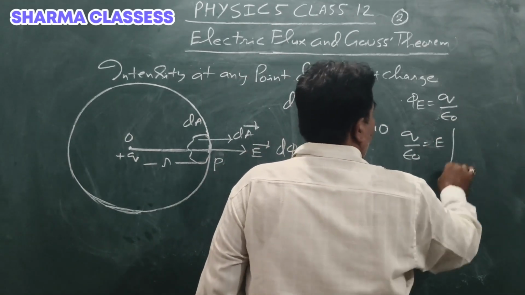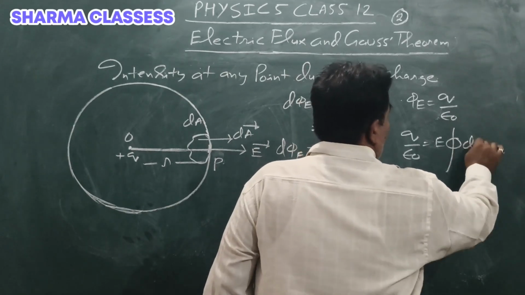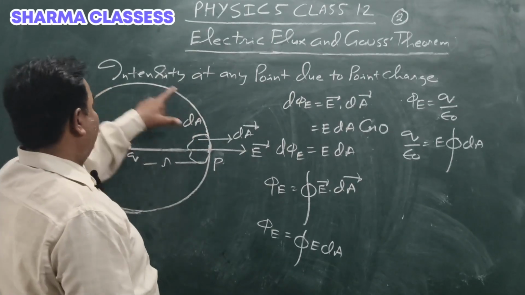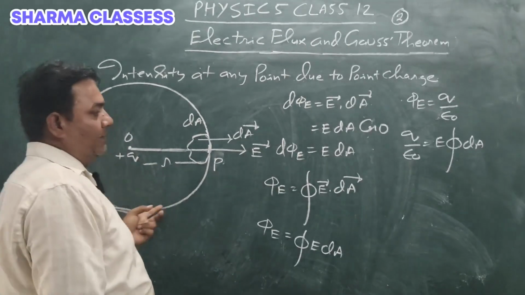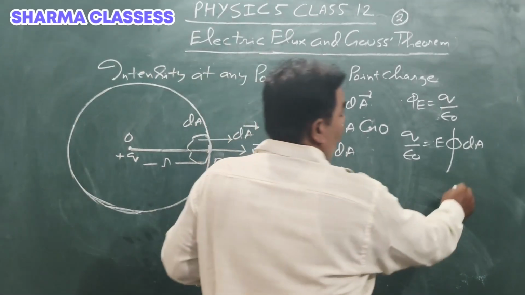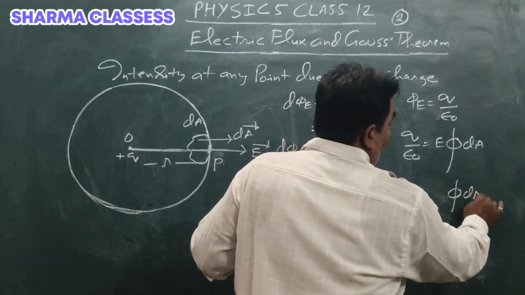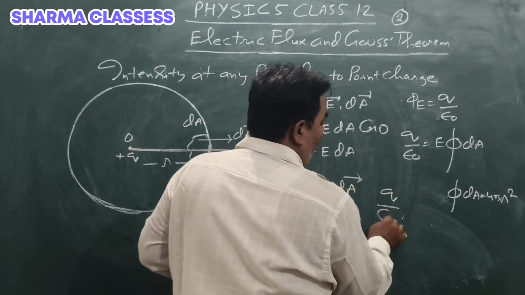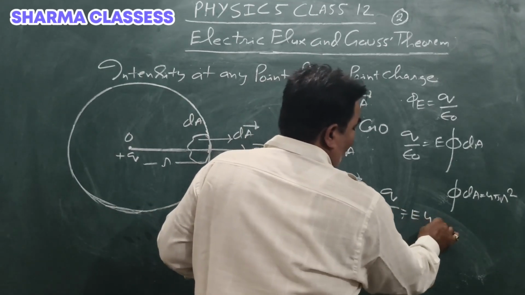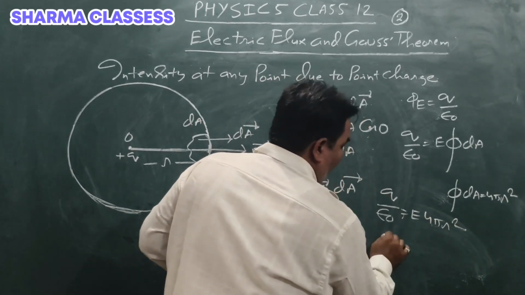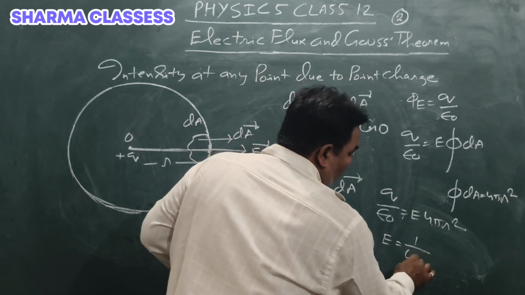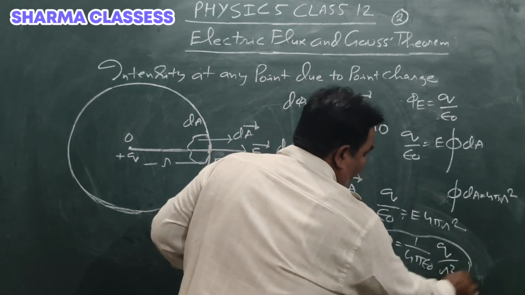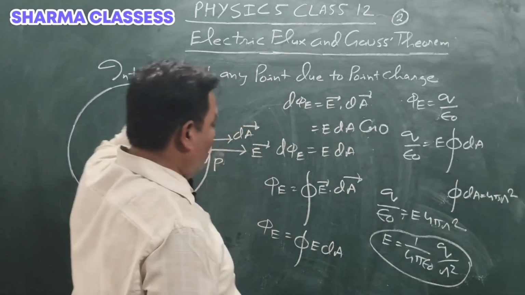E is constant; E is to be found out. Integration of dA, where dA is the area of the small surface, means the whole area of the closed surface, that is 4 pi r square. Now Q upon epsilon naught is equal to E into 4 pi r square. The value of E is 1 upon 4 pi epsilon naught Q upon r square. This is the intensity of electric field at any point due to a point charge.